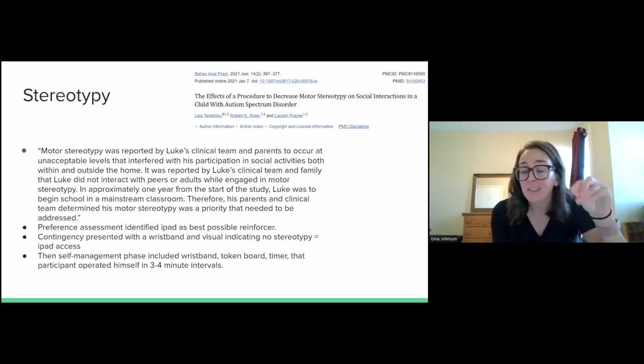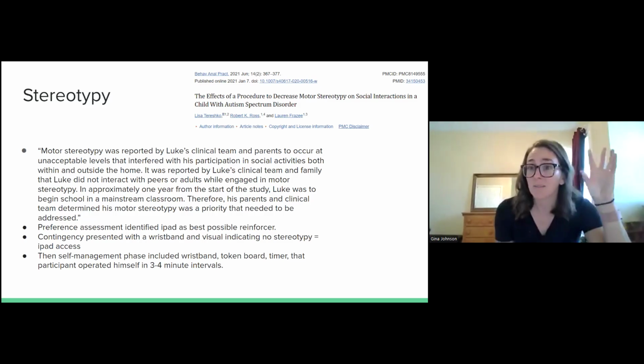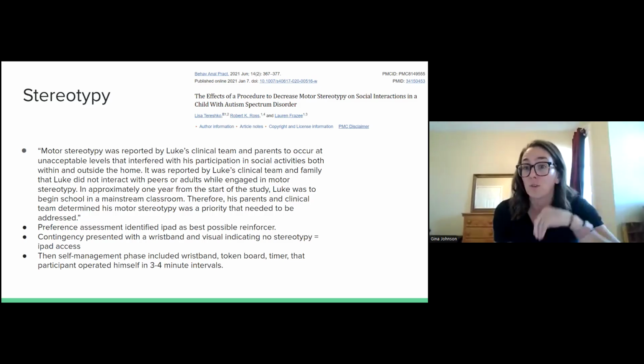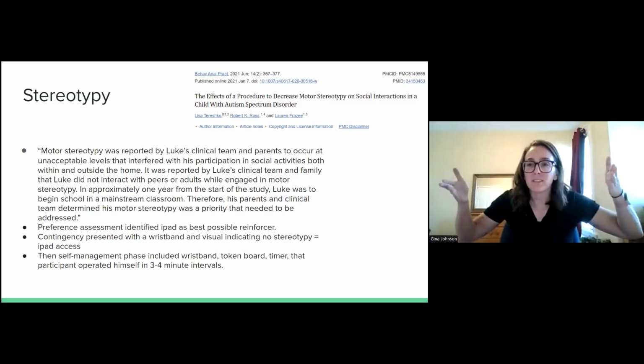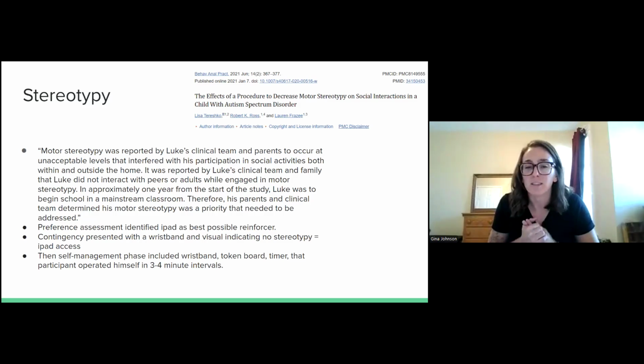I also love that in this study, they did not just track stereotypy, they also tracked social interactions, and we see that as motor stereotypy decreases, social interactions increase. So this was really cool. They did a preference assessment and identified the iPad as the most effective reinforcer. Then they presented a contingency to this kid saying that when you have this green wristband on, you can access your iPad as long as there's no hand flapping, essentially. It was like a little bit of self-restraint.